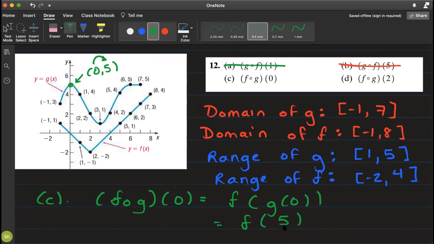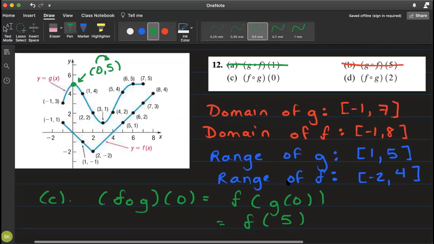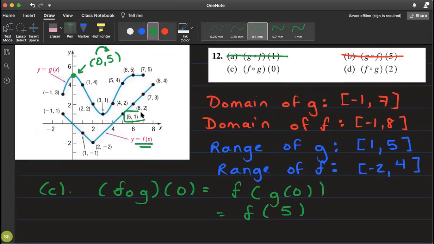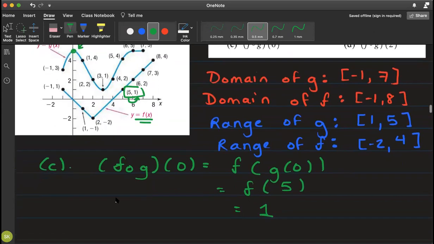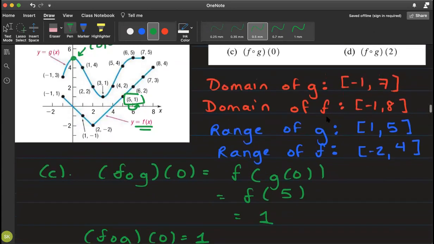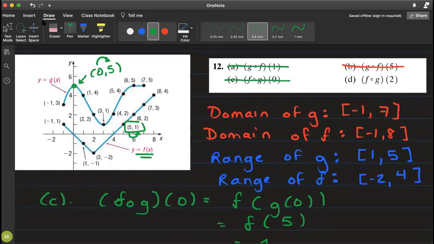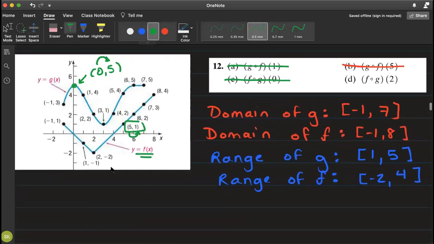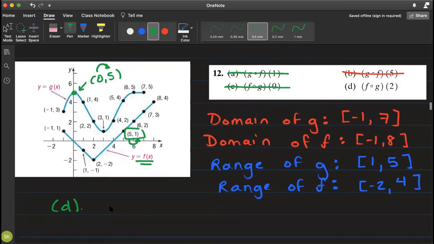Remember, the y value tells us the function's value at that x value. And then we look to find 5 on f. Here's f. Here we can see the 5 in the x value, and the 5 is being sent to 1. So this is equal to 1. So f composed of g of 0 is equal to 1. So we did that one. Now let's try the last problem, part D. And what we want to find is f composed of g of 2. So let me erase this stuff.